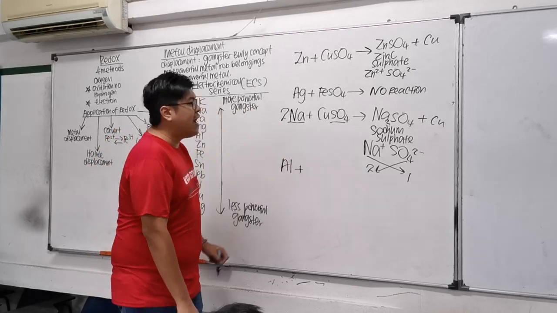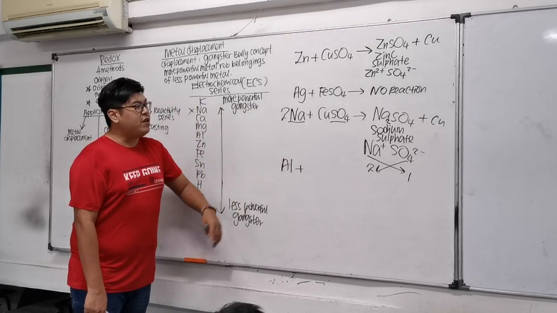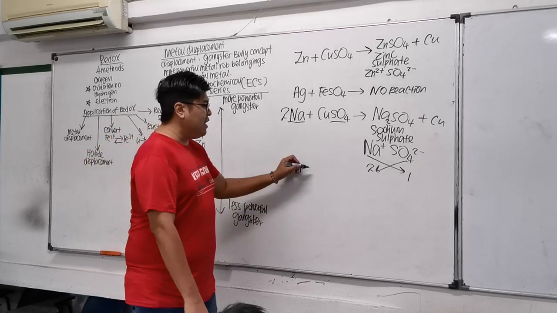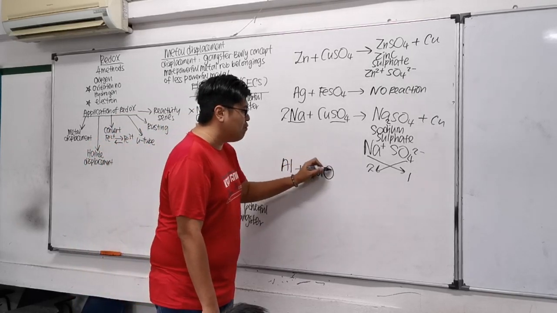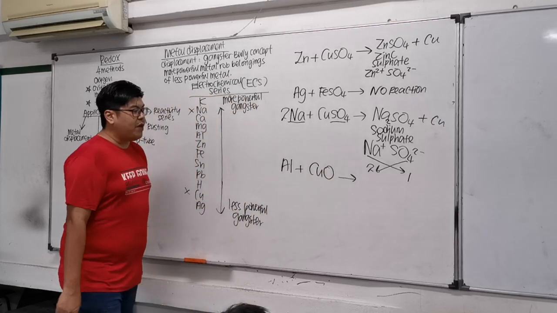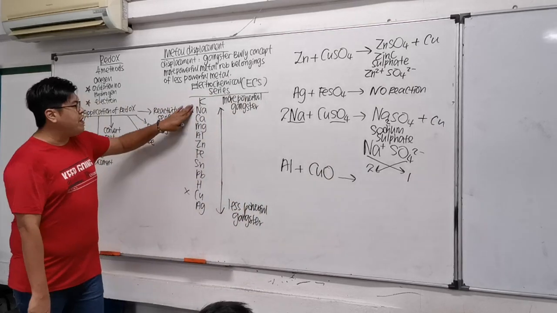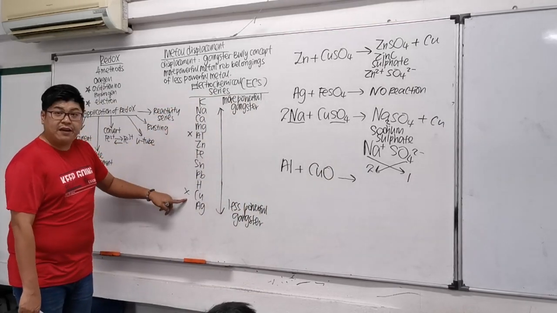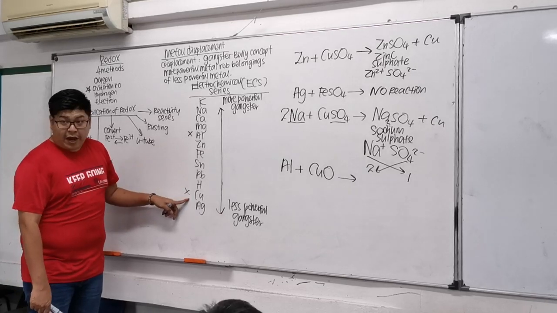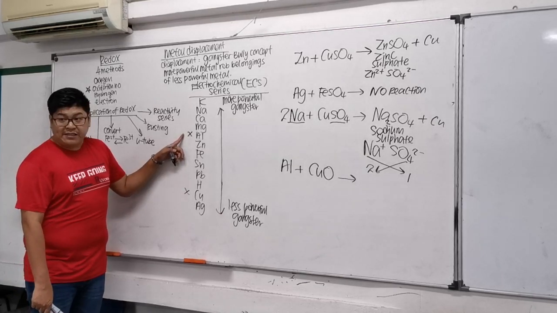Let me show you another example. Aluminium reacts with, let's say, copper oxide. Just assume. Okay, now what happens? Same thing. Aluminium and copper. Aluminium is over here, copper is here. Aluminium is higher than copper. Aluminium is a more powerful gangster.